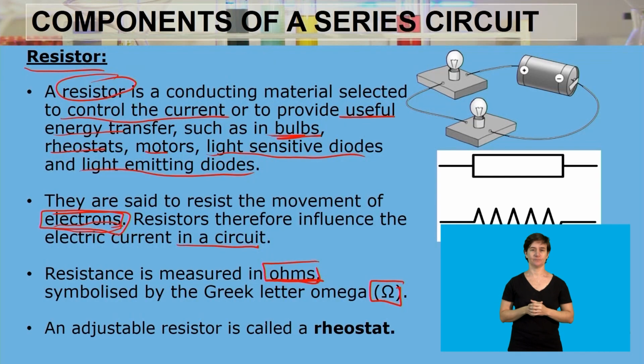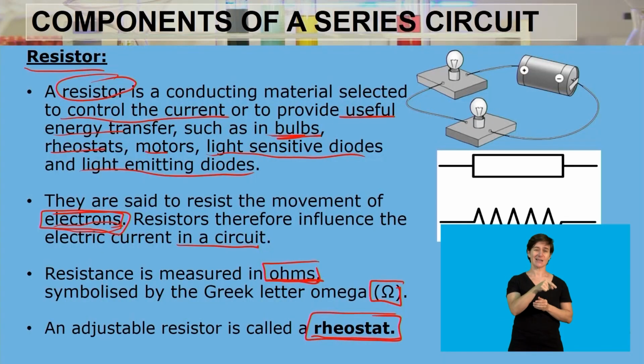So an adjustable resistor is called a rheostat. If you are able to adjust the resistance in your resistor, that particular resistor will be given the name of a rheostat.